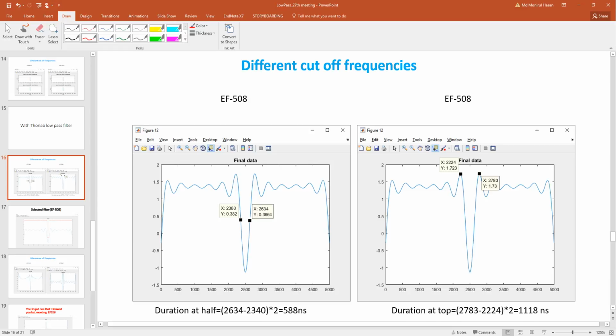So that's the way you can increase the width of the time domain signal by low pass filtering.